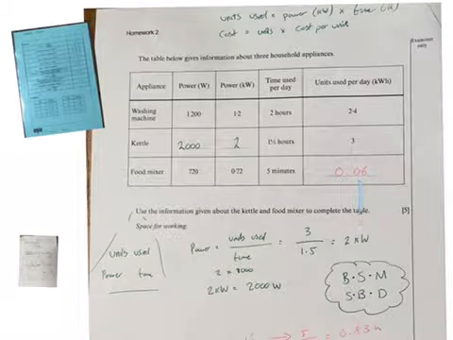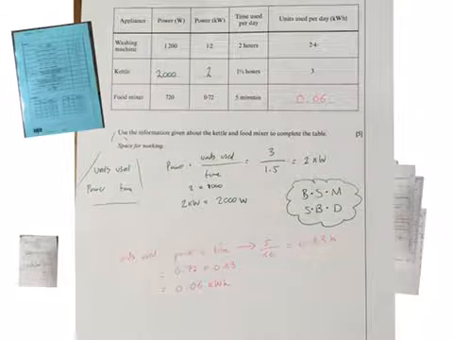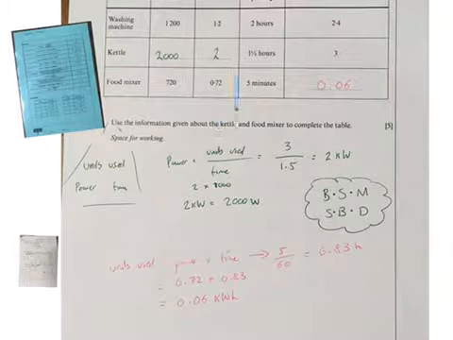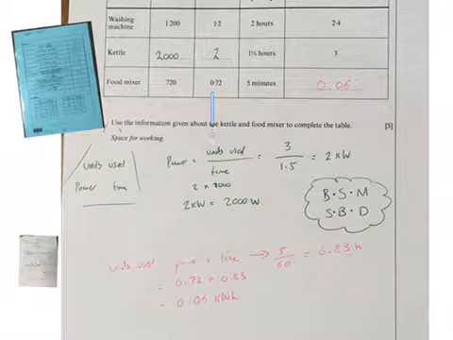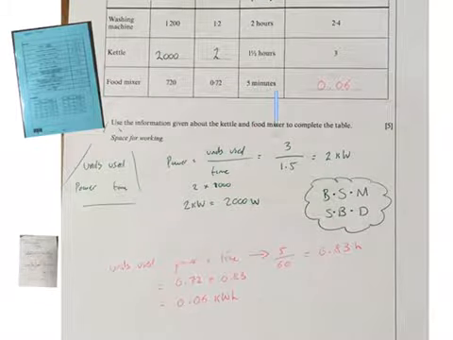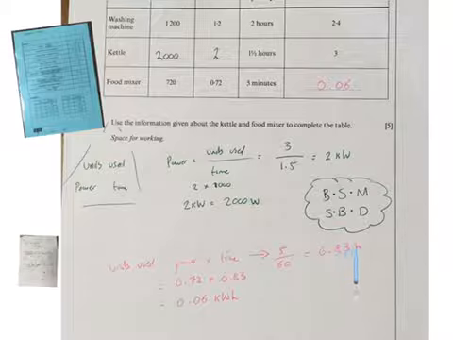And then this one is a bit of an easier equation because you don't have to rearrange. It's units used equals power times time. From the table I've got 5 minutes and I've got 0.72. I can work with 0.72 because it's already in kilowatts. But the 5 minutes is difficult because it's not in hours. So I need to find out how many 5 minutes is in 60 minutes. So 5 into 60 is going to give me 0.83 hours.